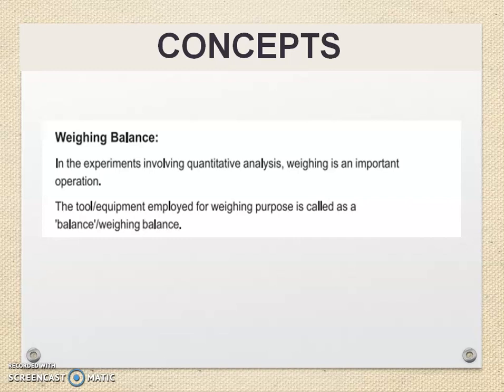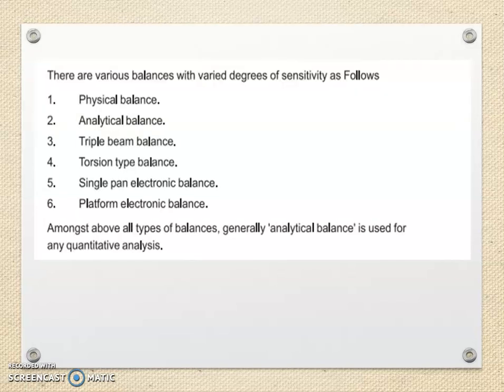Weighing balance. Weighing in the experiment involves quantitative analysis. Weighing is an important operation. The equipment employed for weighing is called a balance or weighing balance. There are various balances with varied degrees of sensitivity: physical balance, analytical balance, triple beam balance, torsion type balance, single pan electronic balance, platform electronic balance. Amongst all the types of balance, generally the analytical balance is used for quantitative analysis.